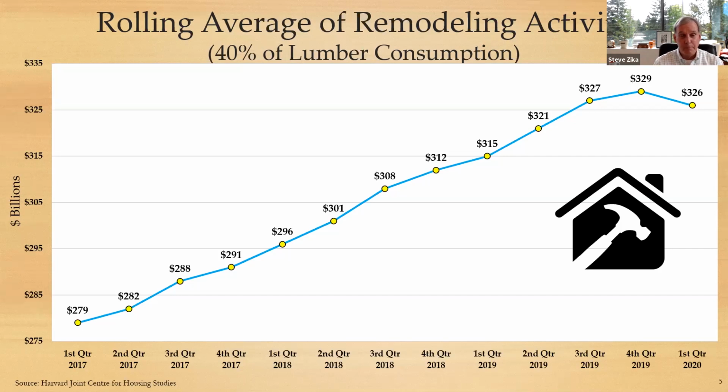People haven't been building as many houses, and so a lot of people are improving the houses they have, whether that's adding a new room or a deck or something like that. And you can see in the last year or so, we've been spending about $300 billion a quarter in the United States on repair and remodeling. So this has been a really good market.